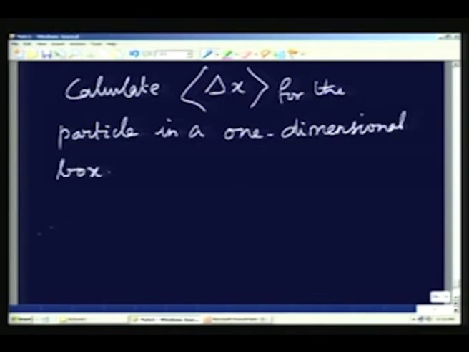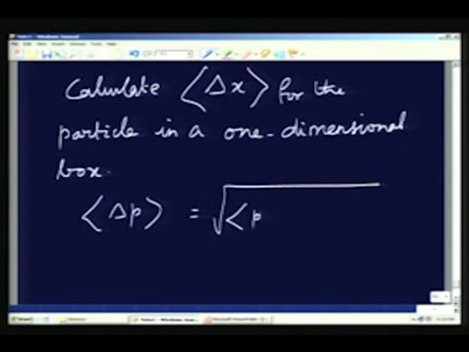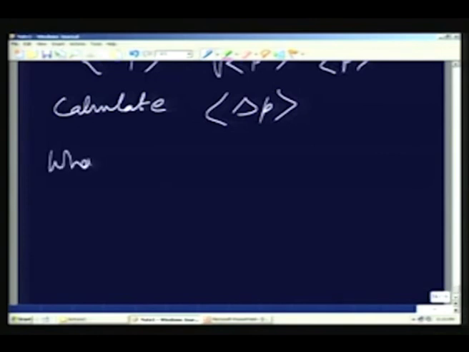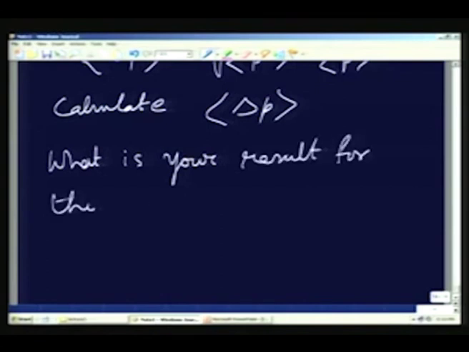Also, defining the error for the momentum, delta p, as square root of p square average value minus the average of p squared, calculate delta p. What is your result for the product delta x delta p?